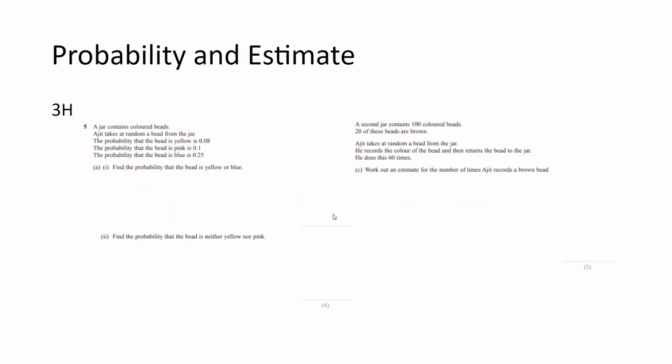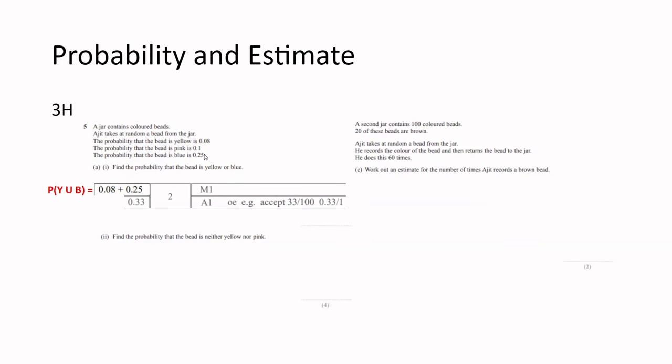For question 3, this was our probability question. The probability that the bead is yellow or blue, given that the probability of a yellow bead is 0.08 and the probability of a blue bead is 0.25. These two outcomes are mutually exclusive. A bead cannot be yellow at the same time that it's blue. So the probability that it's one or the other, the OR rule, we add them. So the probability that it's yellow, remember this is union, or blue, is simply adding the probability of yellow plus the probability of blue. So that gives me 0.33, and of course I get 1 method mark for showing that I'm adding them. If you added them correctly, there's no reason why you shouldn't have your answer mark, but you get 2 marks for that.